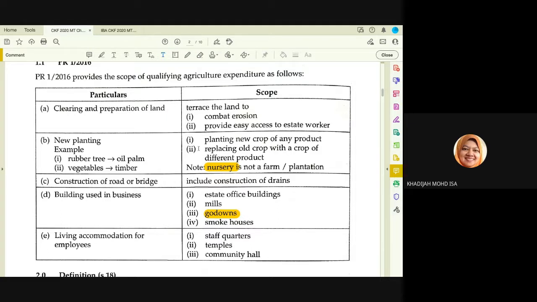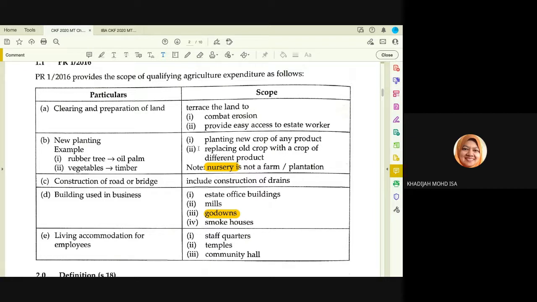New planting means that, for example, initially it was rubber tree, now you want to plant oil palm. So it's a new planting from rubber tree to oil palm. Or from vegetable crops, you want to plant timber, right? So it's a new planting. Planting a new crop of any product, replacing the old crop with a crop of a different product.